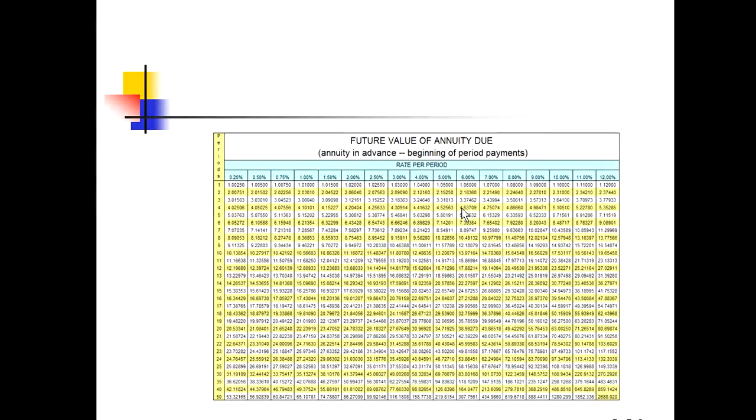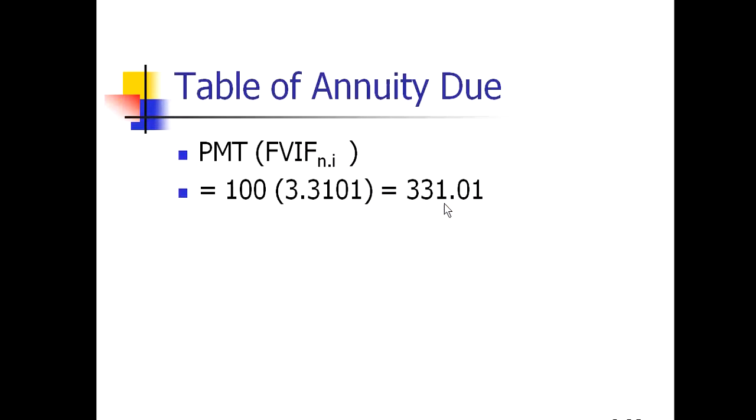Here we can see the table, 5% for 3 years, we get this number, which is 3.3101, which we can put here, which is the interest factor.